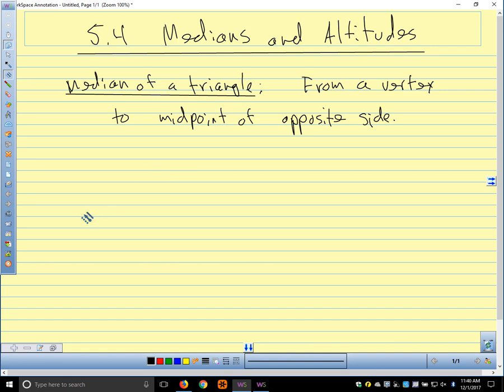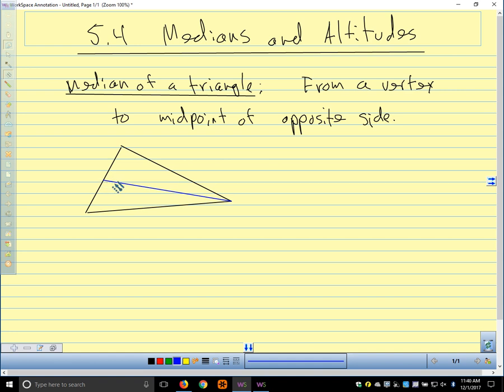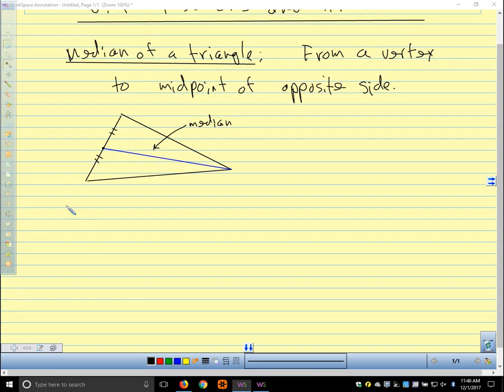So if we draw a triangle here, a median is going to go from a vertex to the middle of the opposite side. And the way we know it's in the middle, we get two congruent segments on either side of the midpoint. So that blue segment would be a median. So our theorem. Everybody good with what a median is?